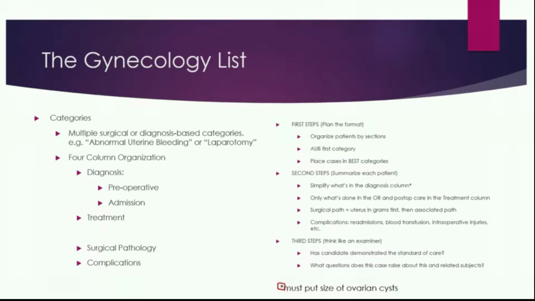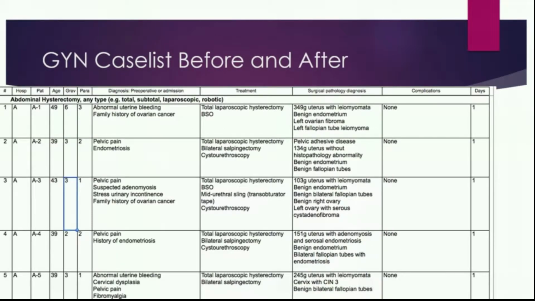So let's go and look at the next case list. Here's a case list before and after. You can see right here it says diagnosis, preoperative, or admission, and it says abnormal uterine bleeding, family history of ovarian cancer. As an examiner, I'm going to be interested in this topic, because here's a patient who's age 49 who had a BSO and who has a family history of ovarian cancer.